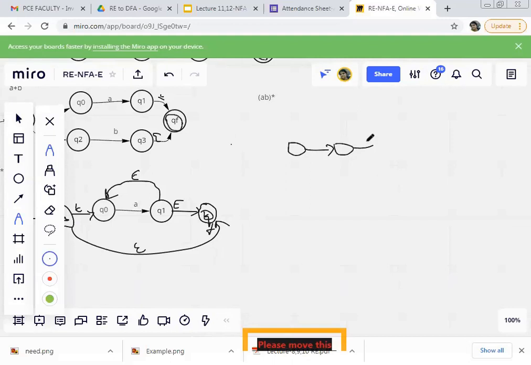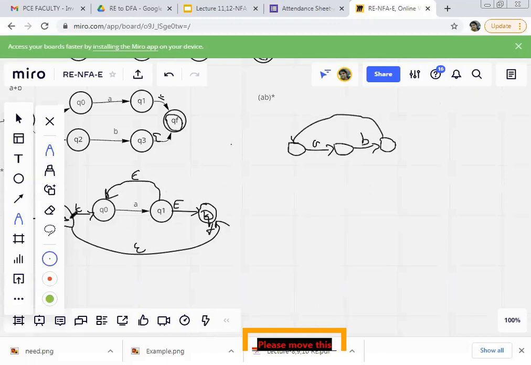Okay, as Saurav said, I'll just eliminate the in between epsilon. I have AB now. Take this AB and keep it here. So if I keep it here, I have to connect Q1 to Q0. I have to connect this to this, end wala to start wala, right? Connect the last one to the first one.